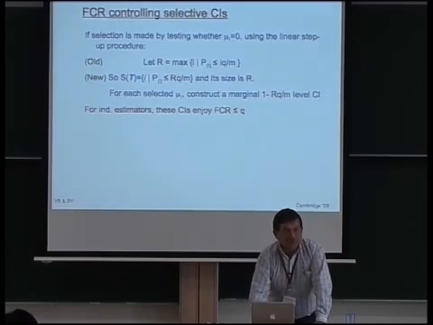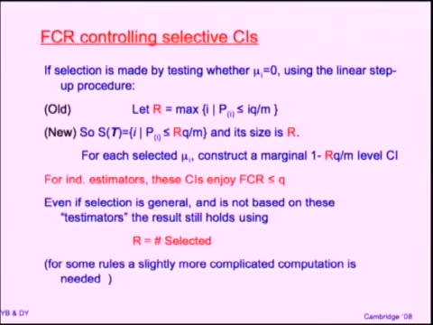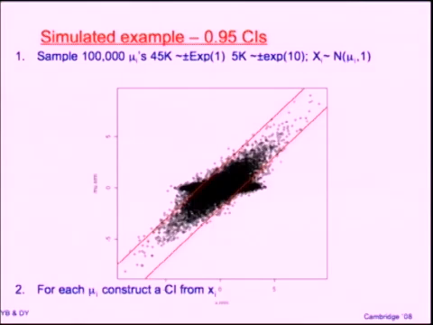And for independent estimators, this confidence interval enjoys false coverage rate less than or equal to q. And in fact, even if the selection is general, not related to mu equal to 0, and is not based on these testimators, as I like to call them, when you test and estimate, the result still holds if we use R to be the size of the selected group. There are some small computational things that might change, but basically it's the size of the selected set that determines the level of the interval. I'll finish this part with a small example.